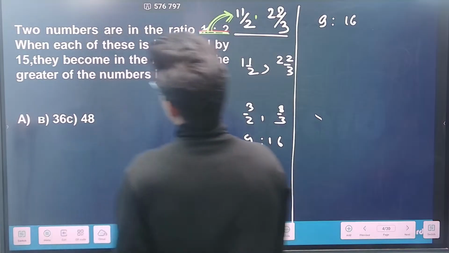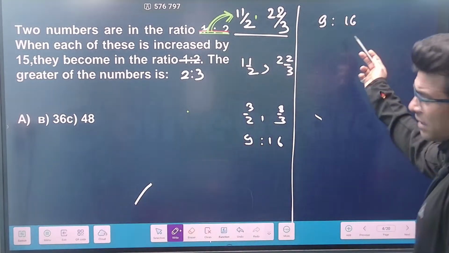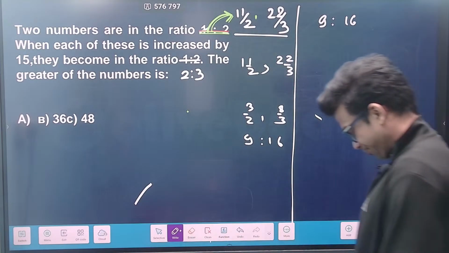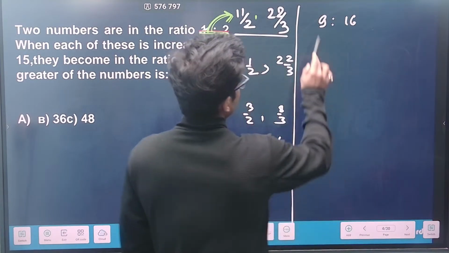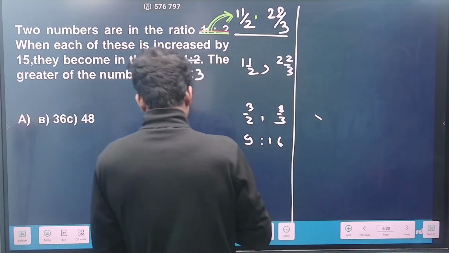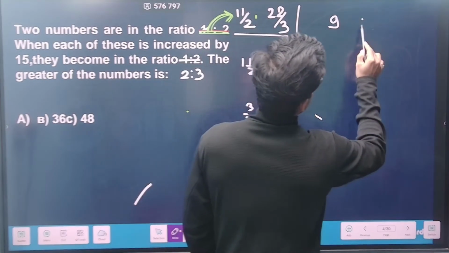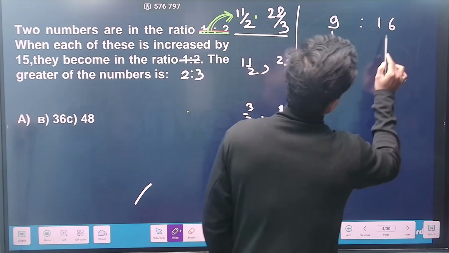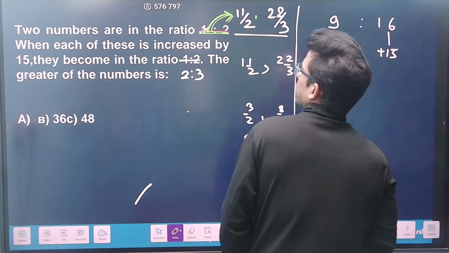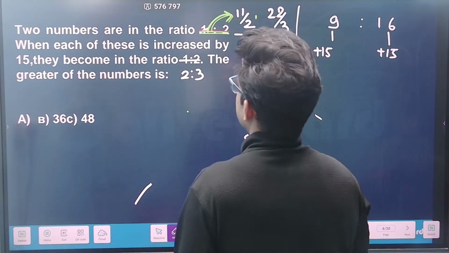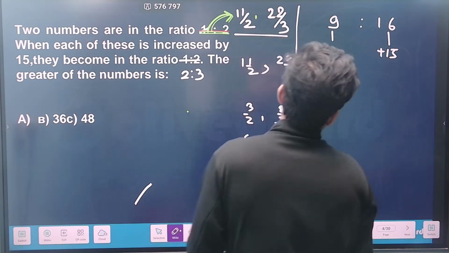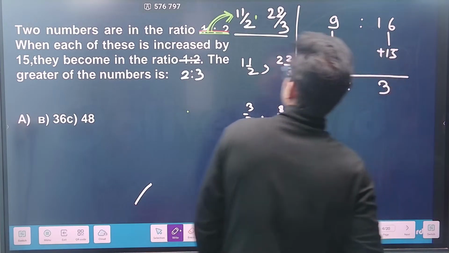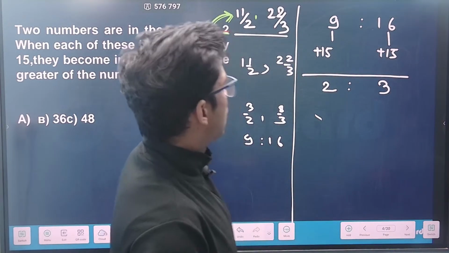Now they are saying the two numbers are in the ratio 9 is to 16 when each of these is increased by 15. Let me write it down in clear form. The numbers are in the ratio 9 is to 16, and then 15 is increased. If I increase 15 from this part and 15 from this part, the ratio becomes 2 is to 3. Now they're asking to find the greater number. So how will you figure out the greater number?